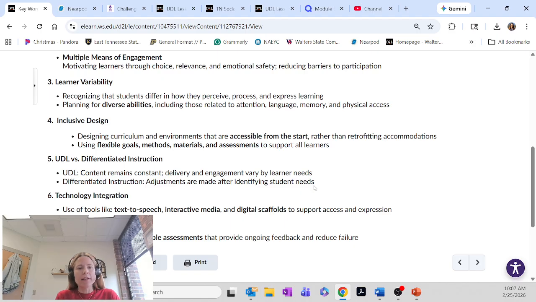Technology integration is really a big thing when we talk about UDL because we have to think about those students with exceptionalities, right? Maybe they need text to speech. Maybe we have to have more interactive media in our classroom. Maybe we need digital scaffolds, right, when we're supporting access and expression. So these are things to take into consideration. And also, when you do UDL, we also have to have variance in what we call assessments. So assessments in UDL are going to be more formative and flexible, right? And it's always going to provide you that ongoing feedback. And if you're always doing assessments that way, it reduces the chance of failure later on.